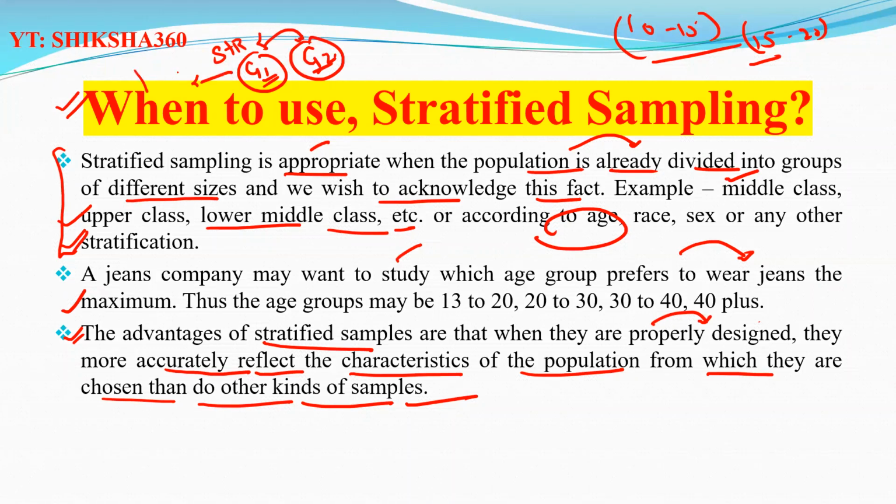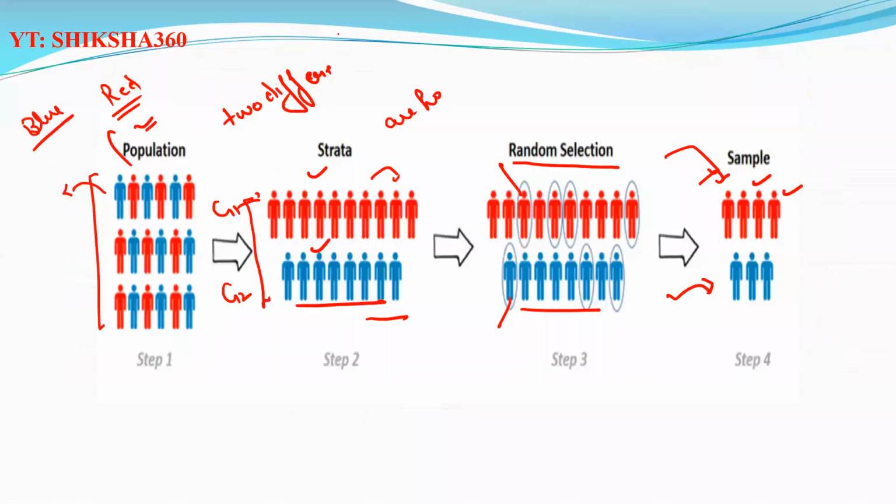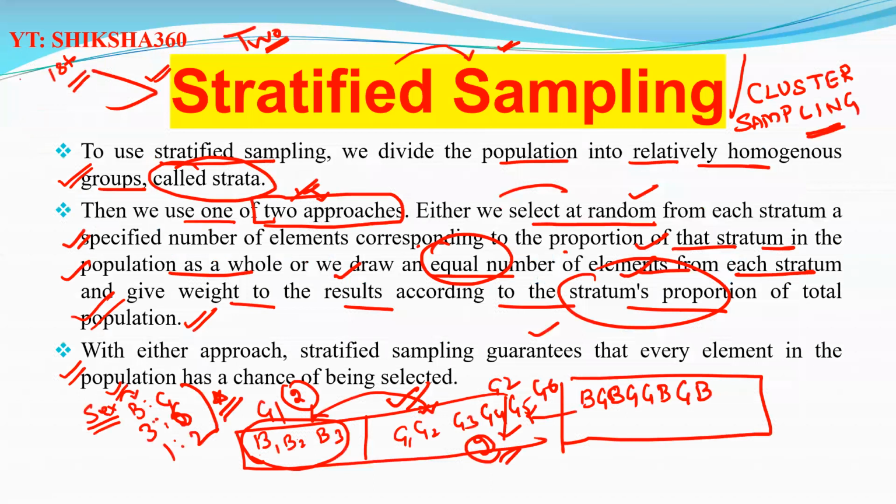G1 is the blue dress group and G2 is the red dress group, or G1 is a red color dress group and G2 is a blue color dress group. But all the elements under G1 are to be homogeneous. All the elements in a group are to be homogeneous. So we divide the population into relatively homogeneous groups, meaning all the elements in that group are the same, under stratified sampling.